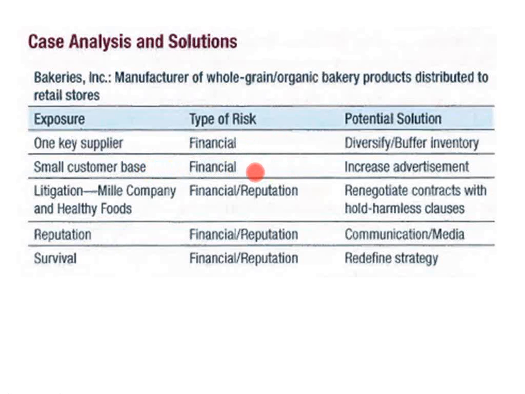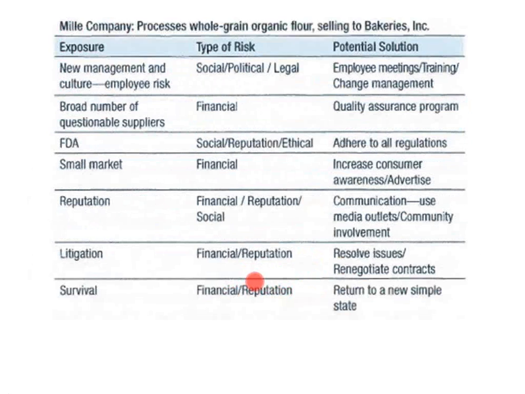Small customer base, because they only have the one store that's buying most of their product. How can they get others to buy theirs? Litigation: they need to renegotiate the contracts with hold harmless clauses, because if something happens, who's suing whom, given the reputation of the health food store. And then also survival. They need to redefine their strategy: can they survive just making organic only?